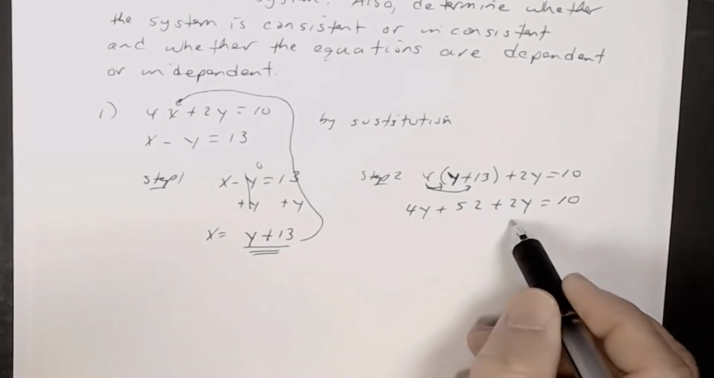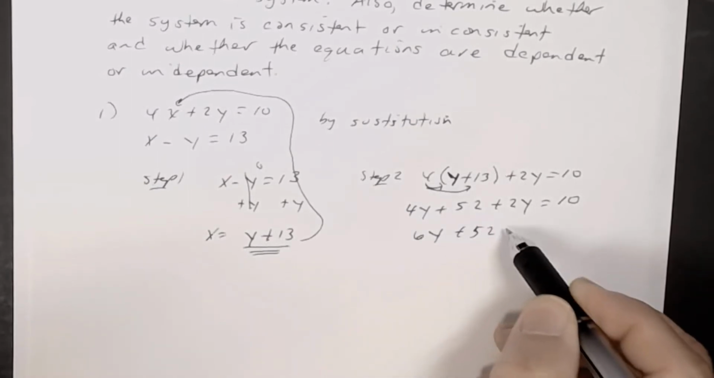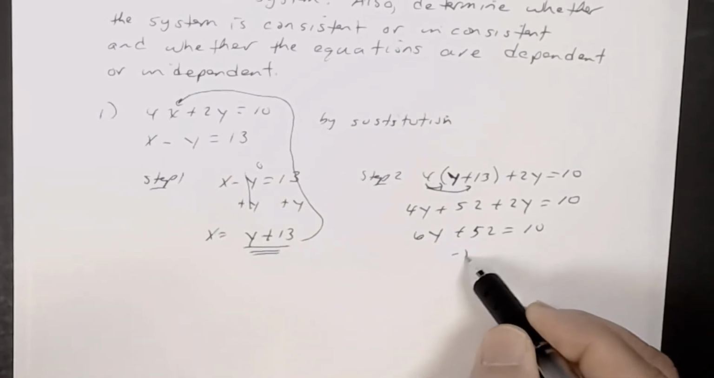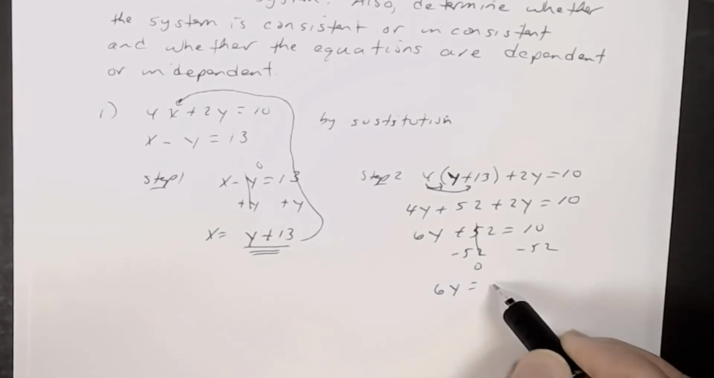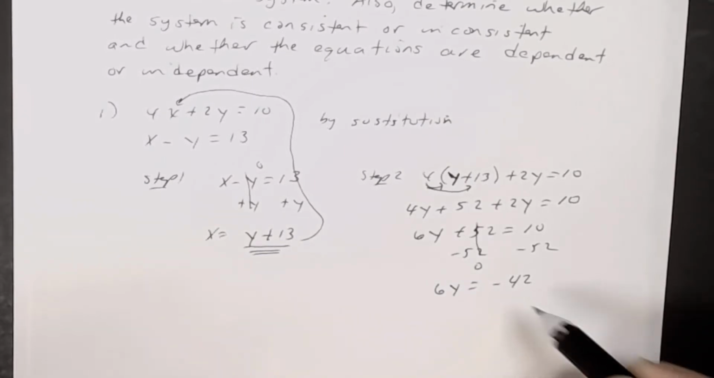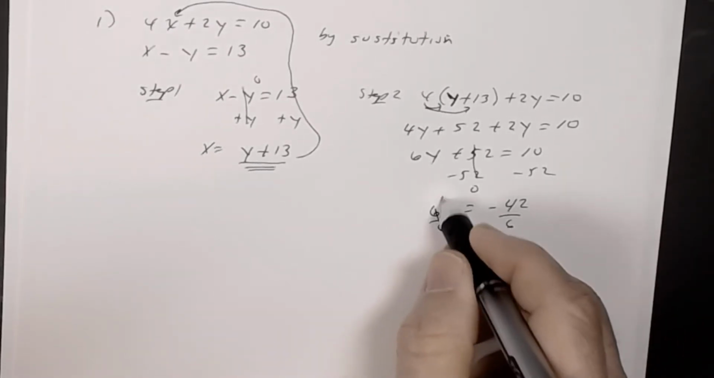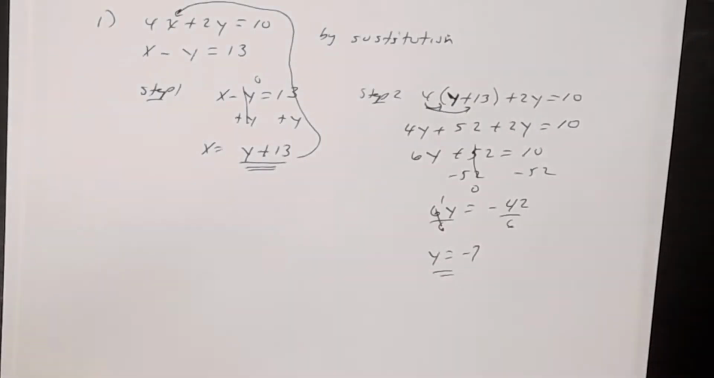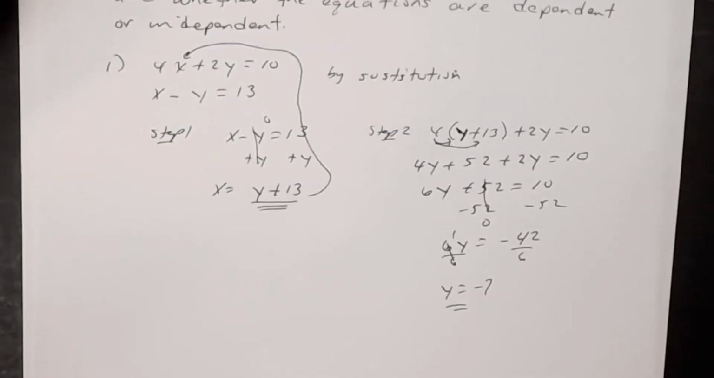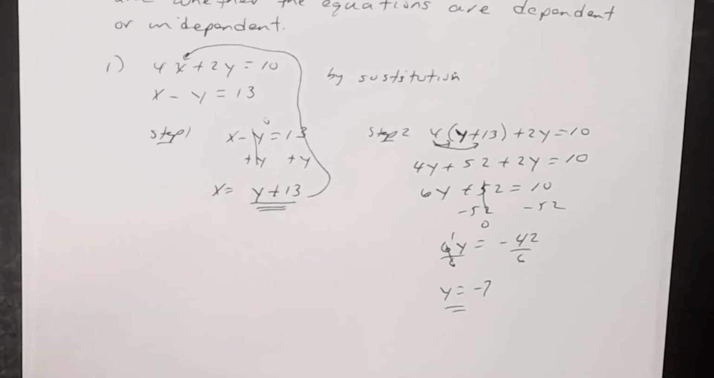Combine like terms, I get 4y and 2y, 6y. 6y plus 52 is equal to 10. Subtract 52 from both sides and combine like terms. I get 6y is equal to negative 42. To get y by itself, I'm going to divide both sides by 6. And so y is equal to negative 7. All right, so that's my y value. And remember, you're solving a system, so you have to determine what value for x and what value for y will make those two equations true at the same time. So all you found was y.